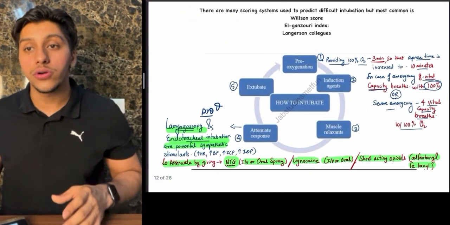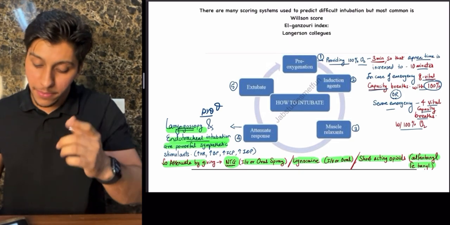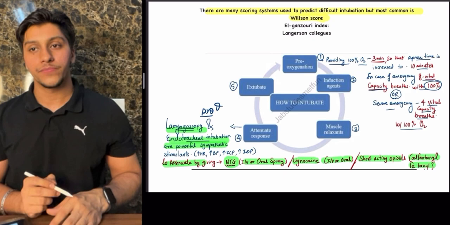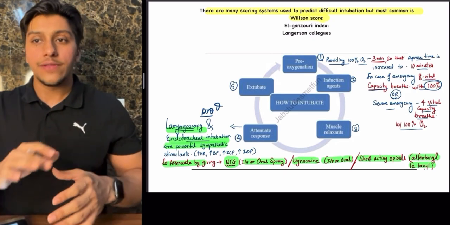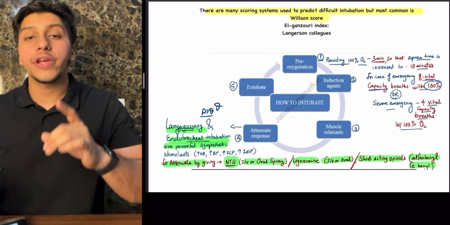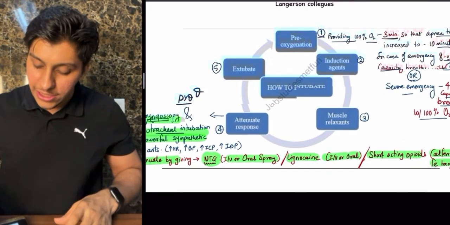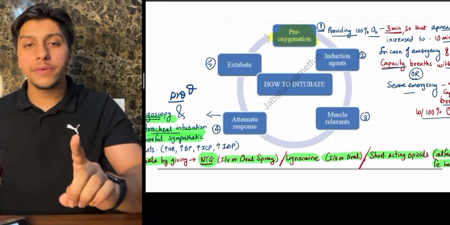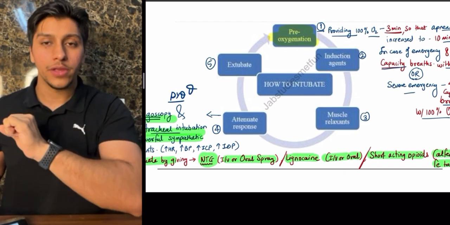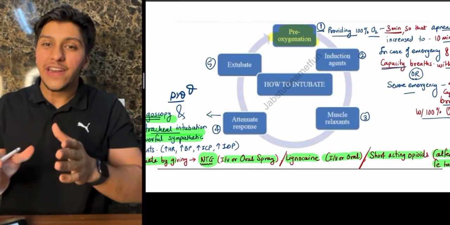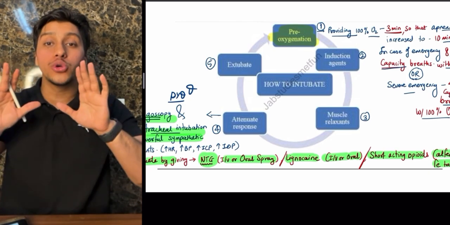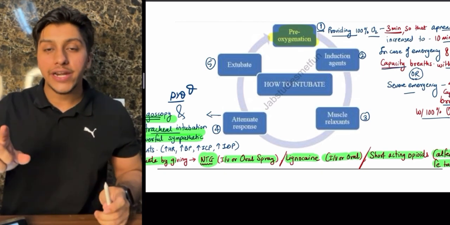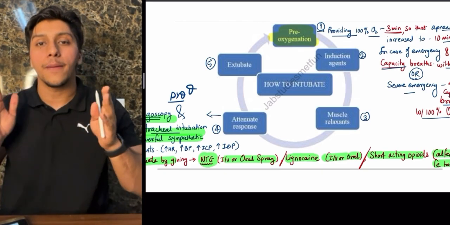Next, guys, let us talk about the how-to-intubate process. Remember, guys, there are multiple scoring systems, okay? But the most common one which we use is the Wilson score. If you talk about how you intubate a patient, there is going to be a series of steps. Before intubation, always first what you have to do is something known as pre-oxygenation. Pre-oxygenation means for 3 minutes we are going to give 100% oxygen. We give this so that we can increase the apnea time up to 10 minutes.